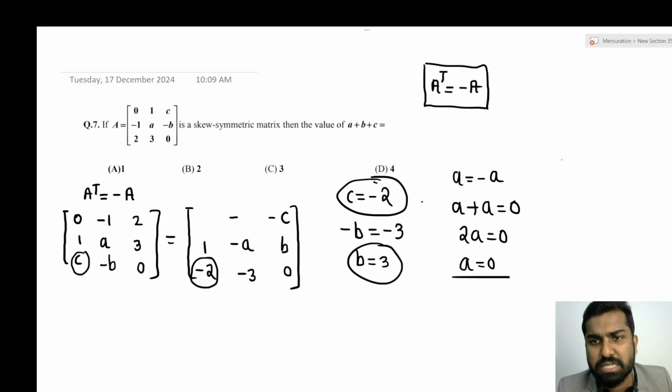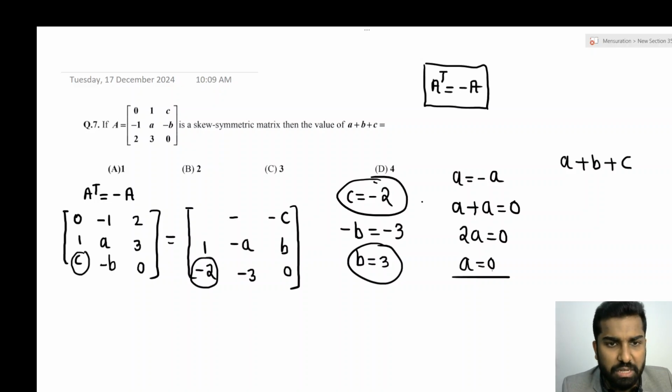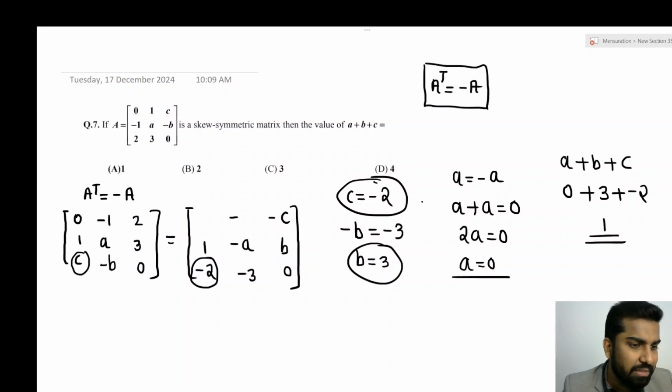The question is just to evaluate the value of A plus B plus C. So A is 0, B is 3 and C is minus 2. So 0 plus 3 plus minus 2, your answer will be equal to 1. That's a very easy question if you know the concept of symmetric and skew symmetric matrices. Okay, so let's go to the next question.